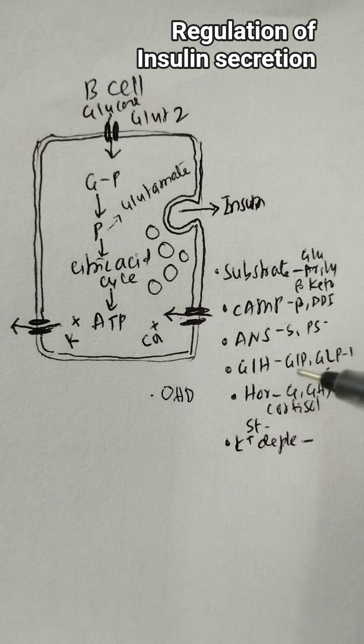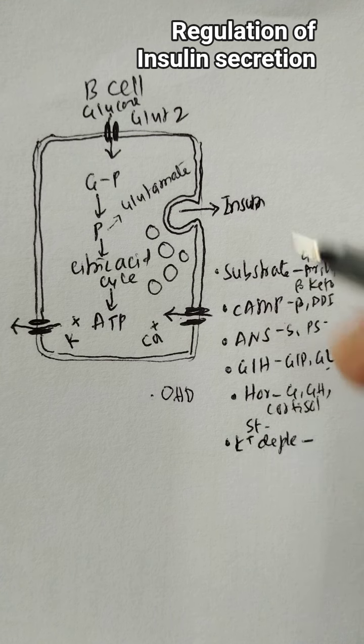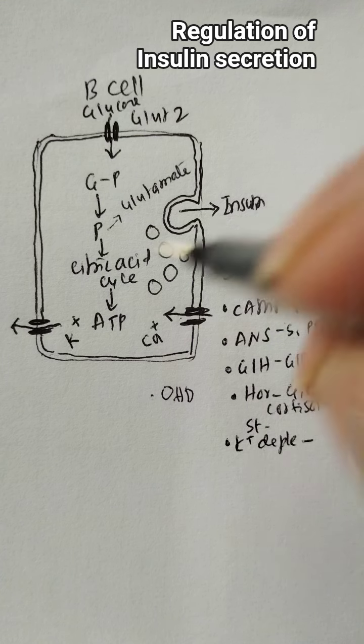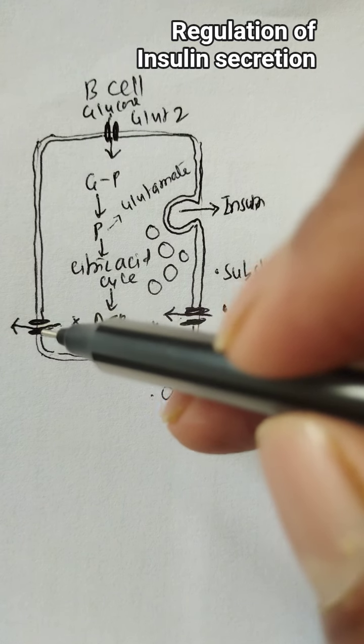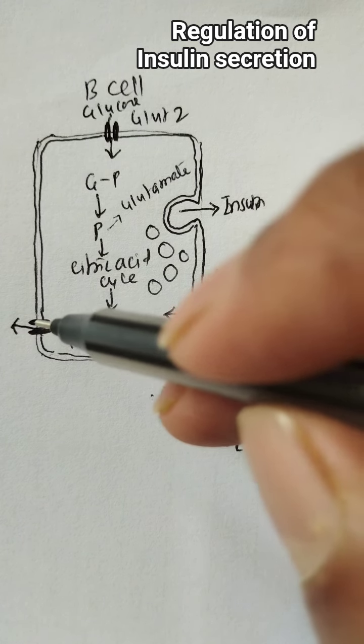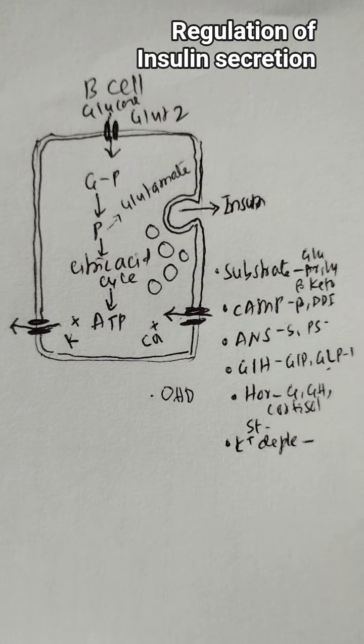Hormones like glucagon, growth hormone, and cortisol increase insulin secretion, whereas somatostatin decreases it. Potassium depletion causes a decrease in insulin secretion. Oral hypoglycemics like sulfonylureas depress the potassium channel activity, whereas biguanides decrease gluconeogenesis.